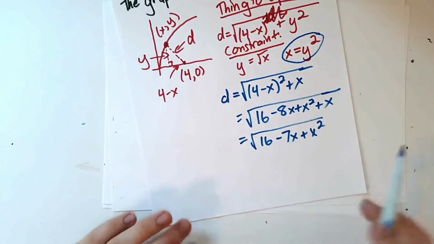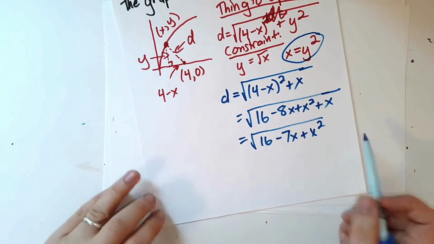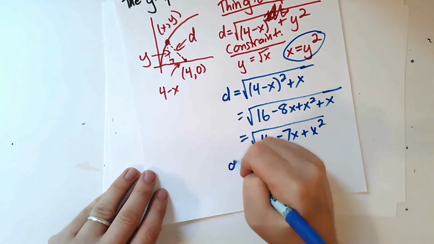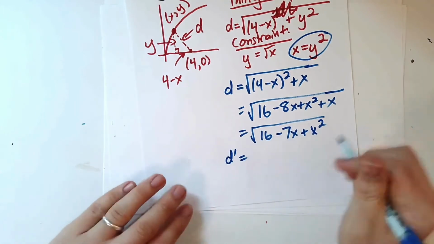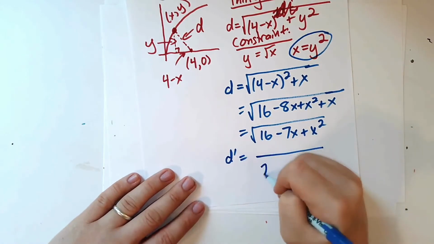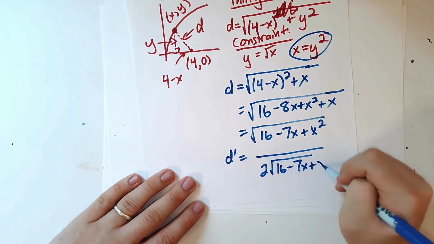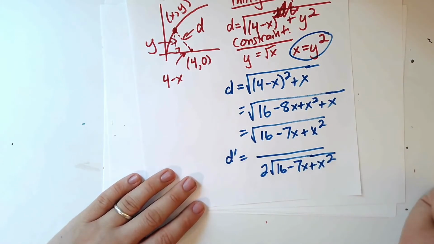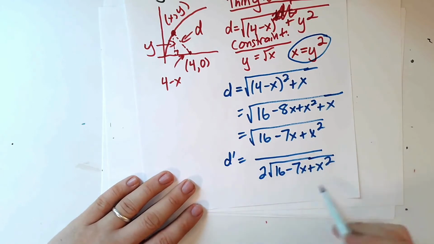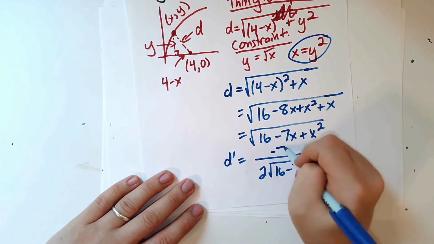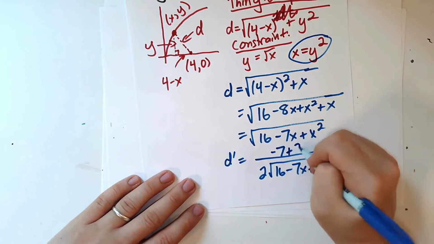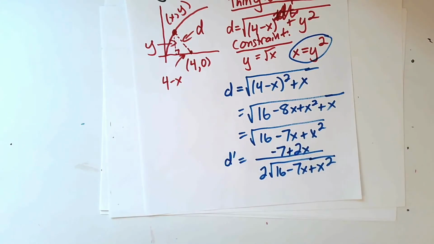Now that I've written this in terms of one variable, I can now take the derivative. So I'll get that d prime is 1 over twice the square root of 16 minus 7x plus x squared. But then by the chain rule, I have to multiply by the derivative of the inside piece. So that's going to end up being minus 7 plus 2x. It's going to live up there in the numerator.